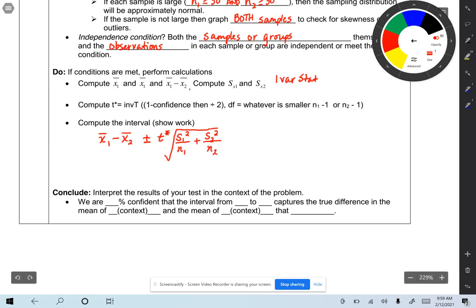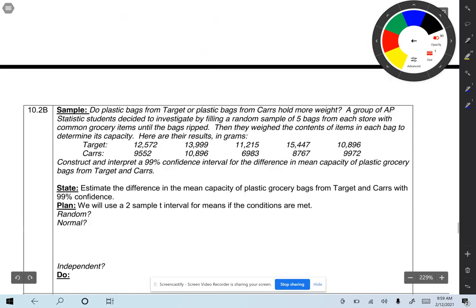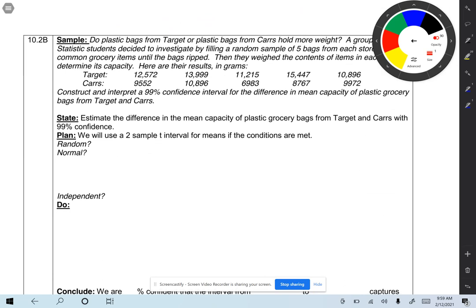Okay, here we go. And then finally, interpret the results of your test in the context of the problem. So we are 95% confident that the interval formula, and so on. Okay, so we'll do one example.